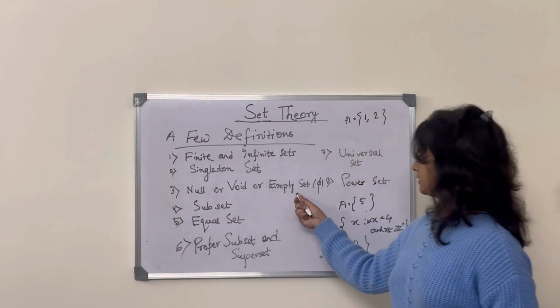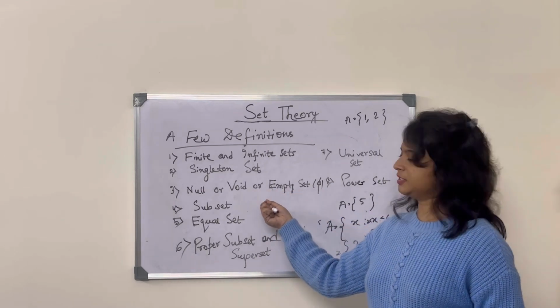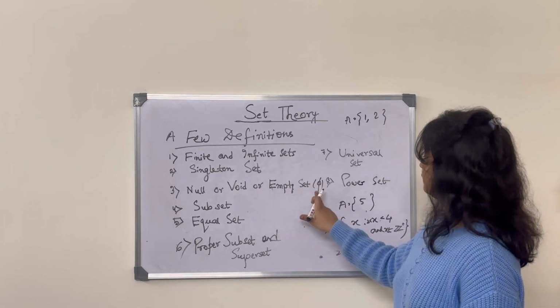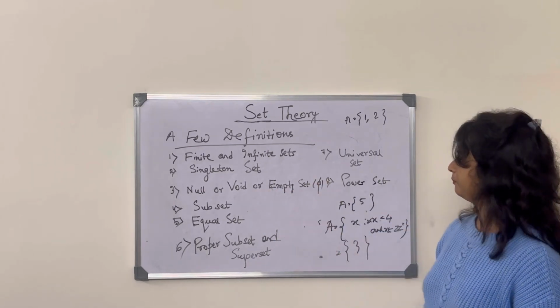Null or void or empty set. A set which contains no element, we will denote it by φ.